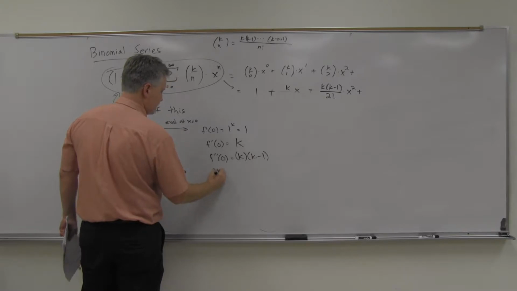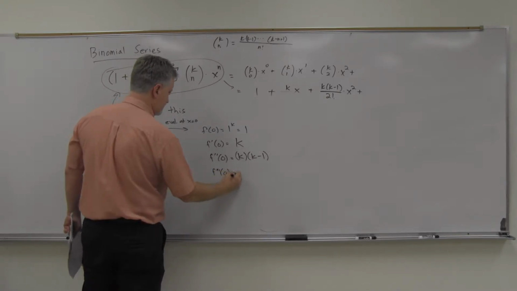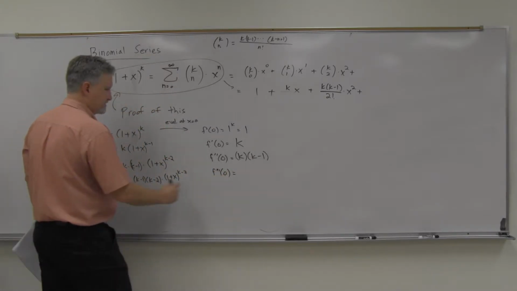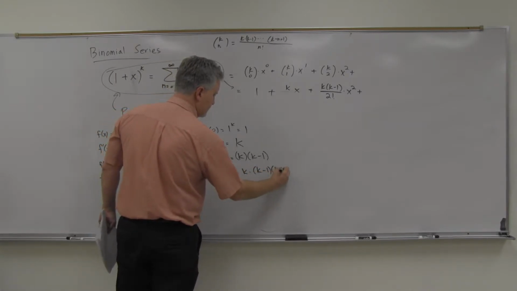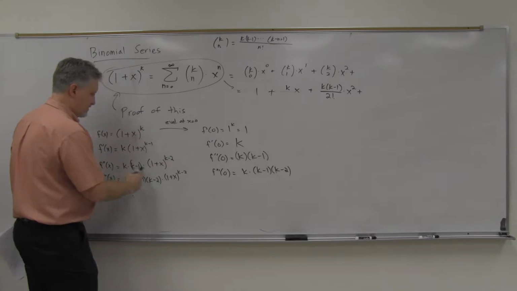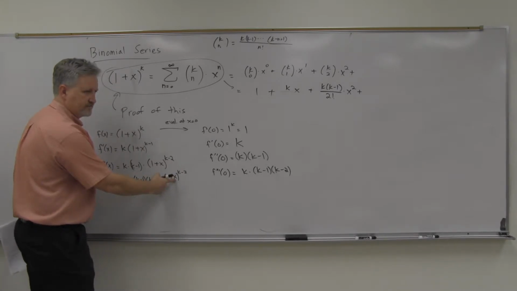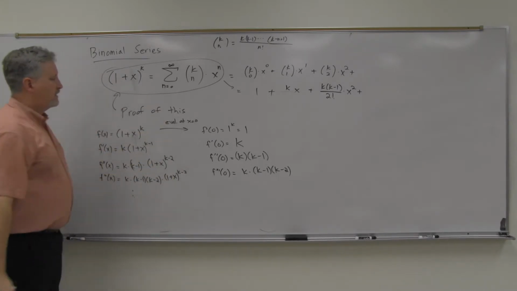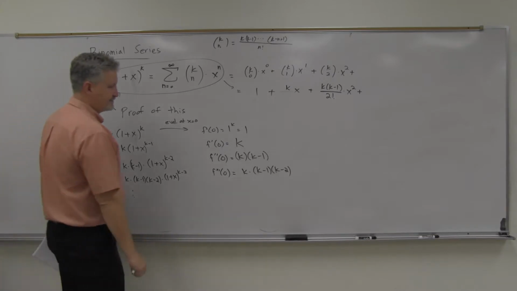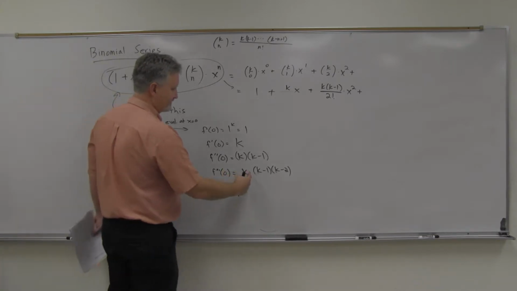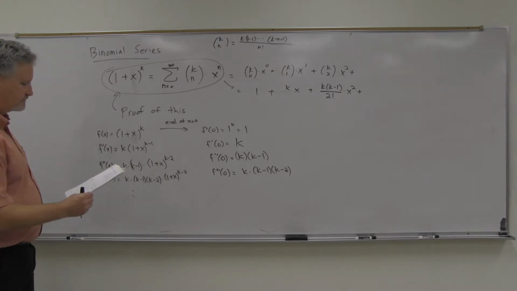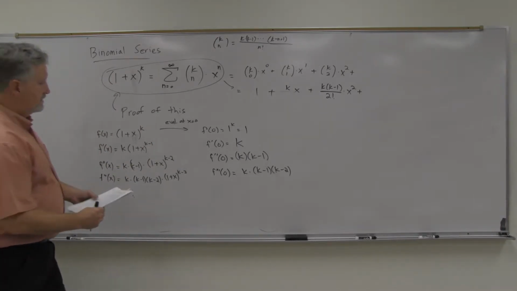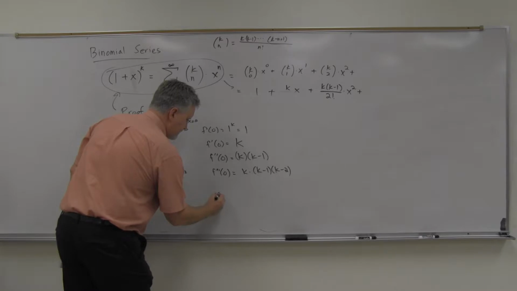And then the third derivative at 0 would be k times k minus 1 times k minus 2, because again, at 0, the x is 0, so it's just 1 to a power. Yeah, and so you can see here, what I've got is the nth derivative at 0.